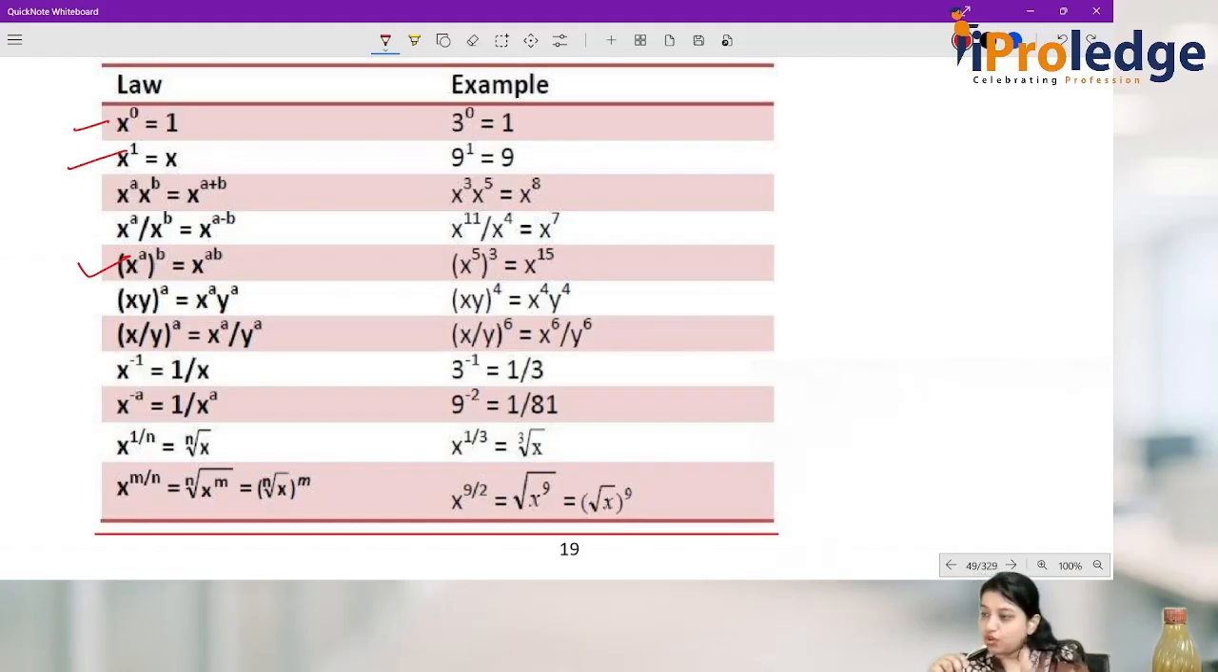When we have more variables with only one power, x into y whole to the power a, that power is applicable for both x and y. X divided by y to the power a, you have to take a for both x and y: x to the power a divided by y to the power a. When the bases are same and we have into, we have to add the powers.